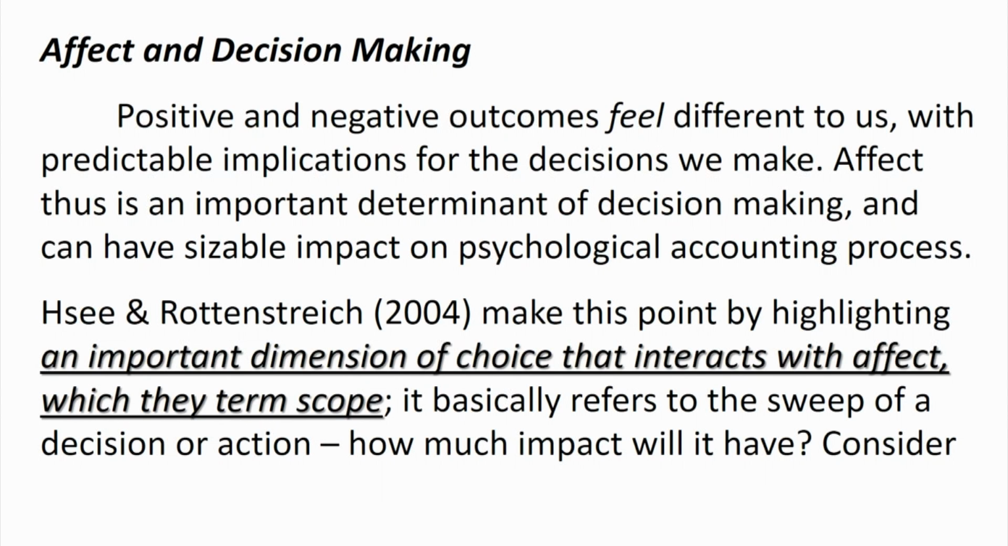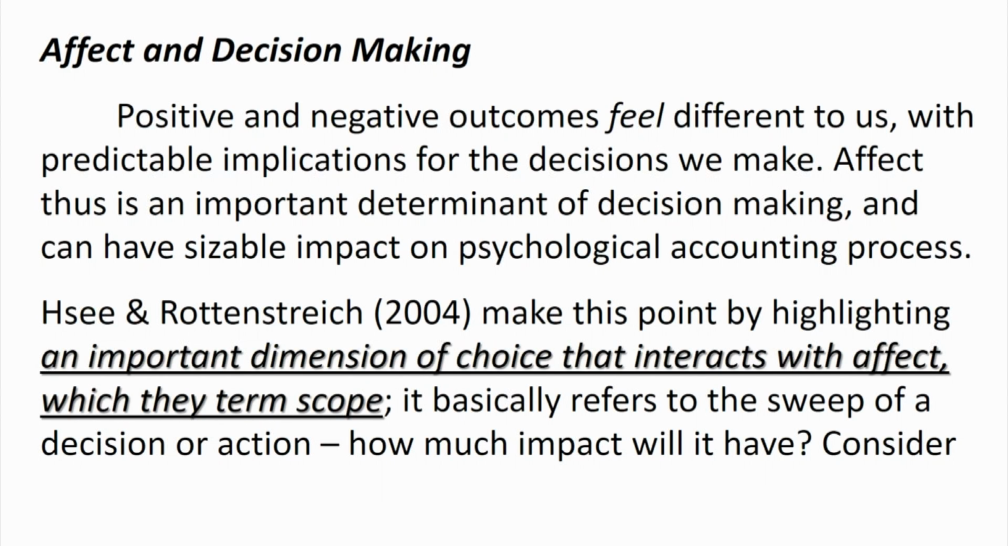Now, Hsee and Rottenstreich, 2004, made this point by highlighting an important dimension of choice that interacts with affect, which they term scope. They came up with this dimension of choice which interacts with affect, and they call it scope, which refers to the sweep of a decision or action, how much impact it will have.